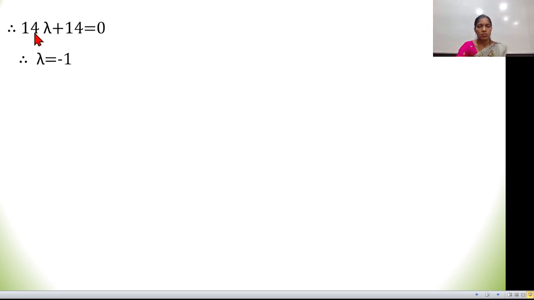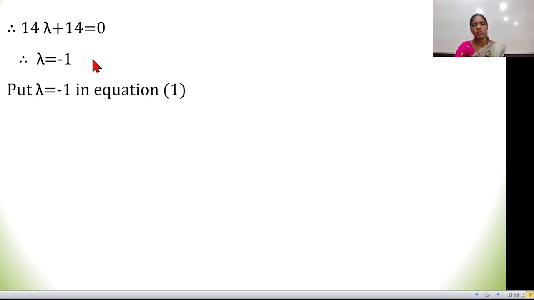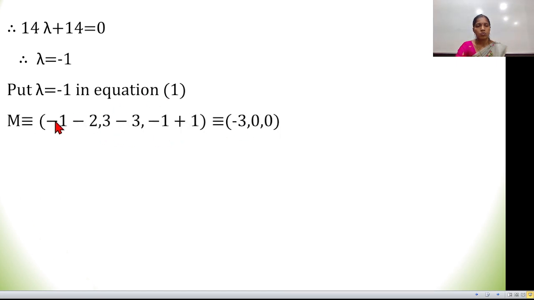So lambda is equal to, this 14 term is positive on the left hand side, so transfer to the RHS, we get minus 14. So lambda is equal to minus 1. Now we have to find the coordinates of point M. So putting the value of lambda in the coordinates of point M, M is equal to minus 1 minus 2, comma 3 minus 3, comma minus 1 plus 1. The sum of these two terms is minus 3, the difference between these two terms is 0, and minus 1 plus 1 is also 0.